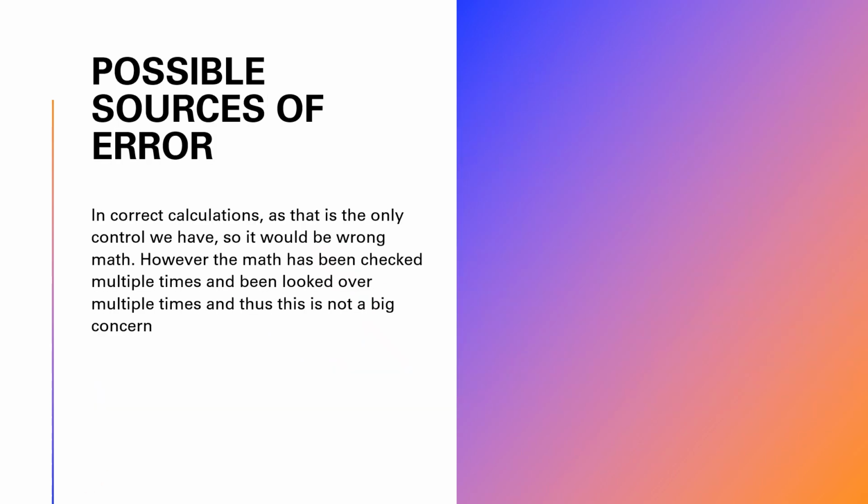Next up, we got possible sources of error, and in this lab, there's only really one thing we have control over, and it's the calculations, so that's the only possible source of error. However, the math has been checked over many, many times. The results are what we're expecting, and so we can have confidence that this is not a source of error, and we're good.